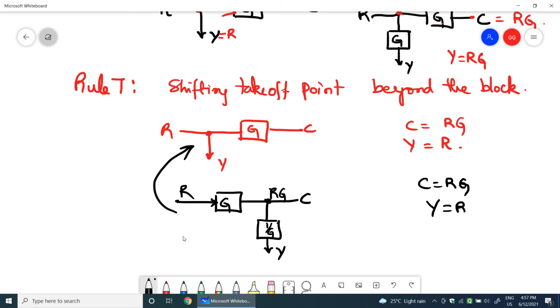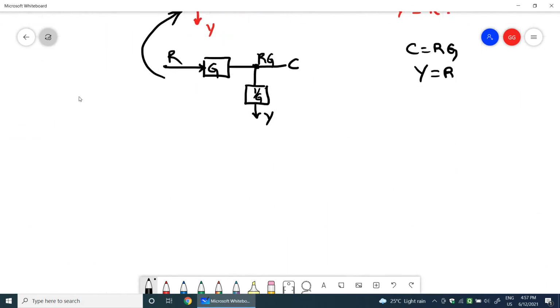Okay, now let us go with rule 8. So rule 8, what is that? Rule 8 is removing a minor feedback loop.